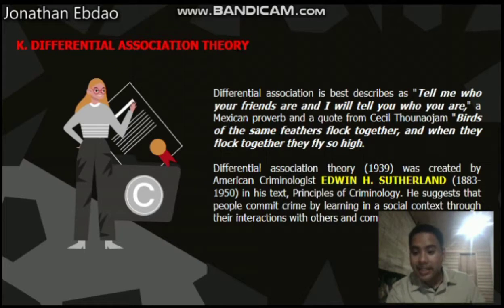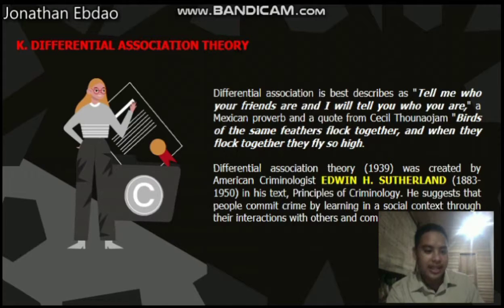Fifth, the specific direction of motives, drives, rationalizations, and attitudes is learned from legal codes as being favorable and unfavorable. Sixth, a person becomes delinquent because of an excess of definitions favorable to violation of law over definitions unfavorable to violation of law. Seventh, differential association may vary in frequency, duration, priority, and intensity. Eighth, learning delinquent behavior involves the same mechanisms involved in any other learning. Ninth, criminal behavior and non-criminal behavior are expressions of the same needs and values.